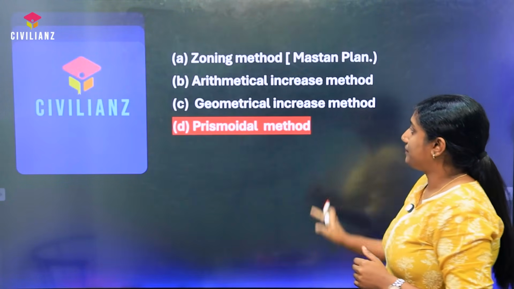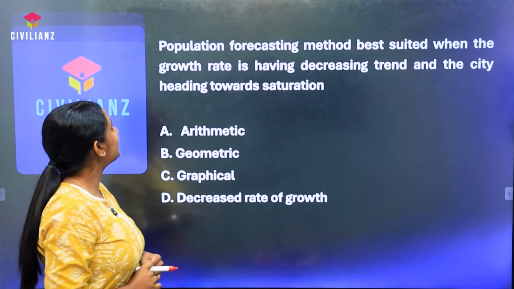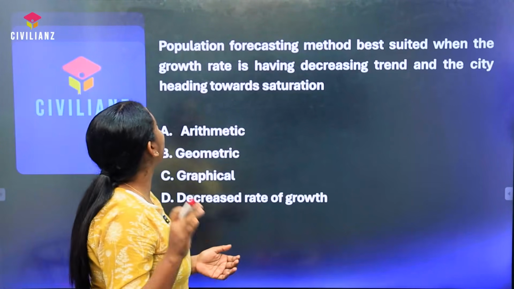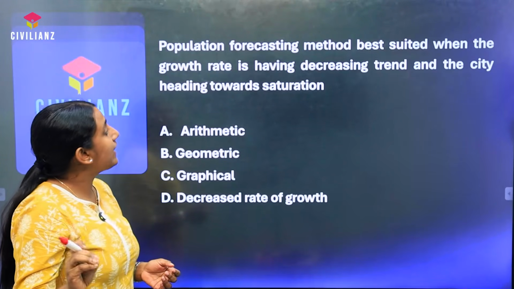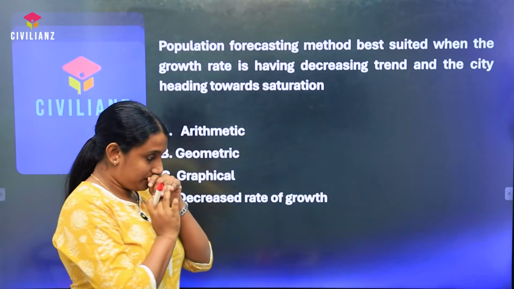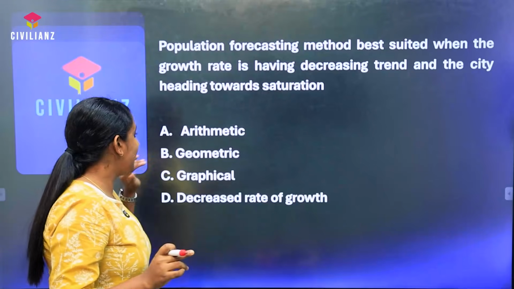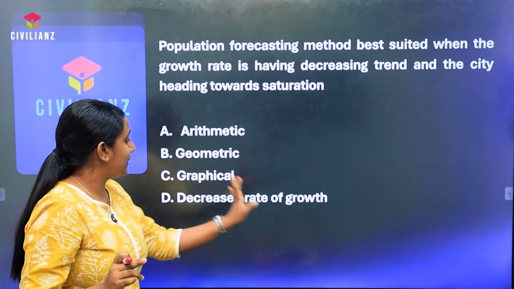So next question. It's a simple question. Which population forecasting method is best suited when the growth rate has a decreasing trend and the city is heading towards saturation? Option A, arithmetic. Option B, geometric. Option C, graphical. Option D, decrease the rate of growth.